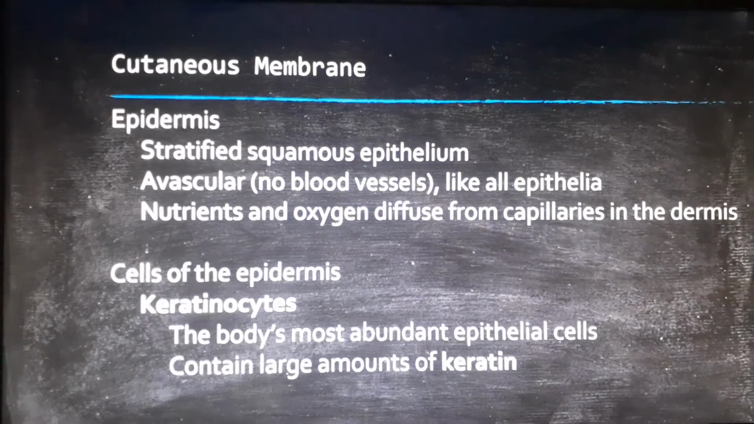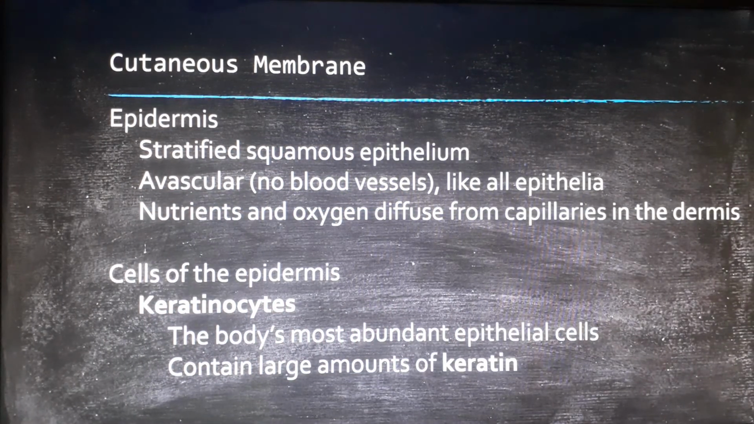So let's start at the top and work our way down. We're going to start with the cutaneous membrane, and we're going to start with the epidermis. The epidermis is 100% made of stratified squamous epithelium. It is avascular. It has no blood vessels, just like all of our other epithelia. And that means that it's dependent on another tissue for all of its nutrients and oxygen to be delivered by diffusion. And since the dermis is right below the epidermis, that's where the oxygen and nutrients will come from.